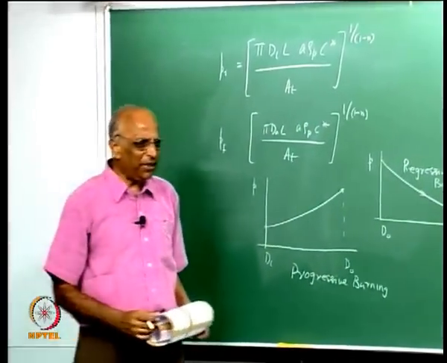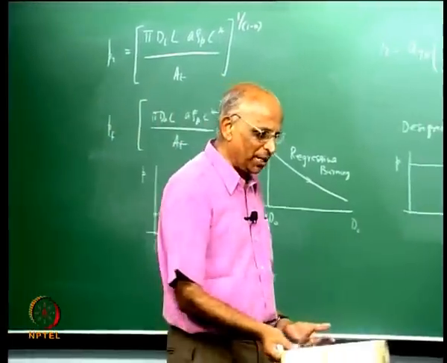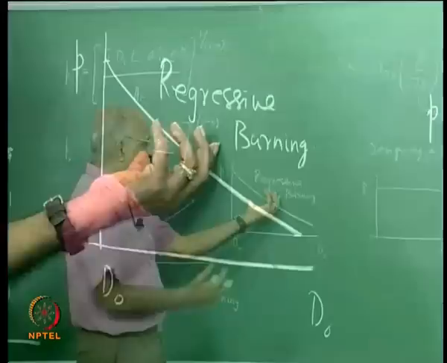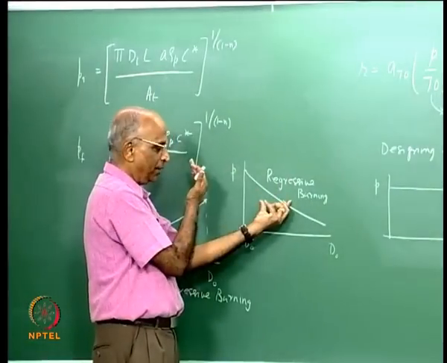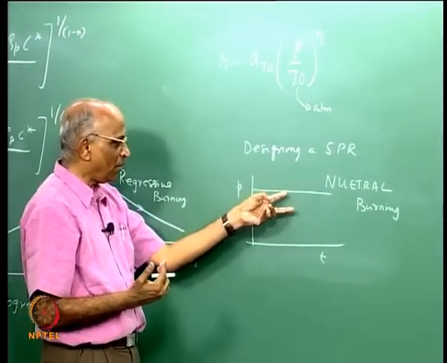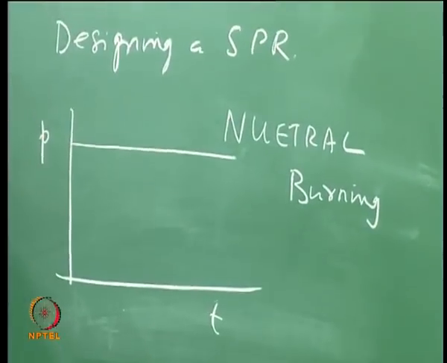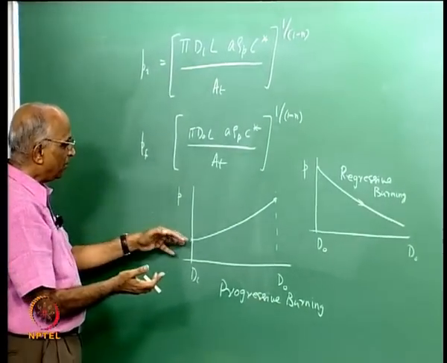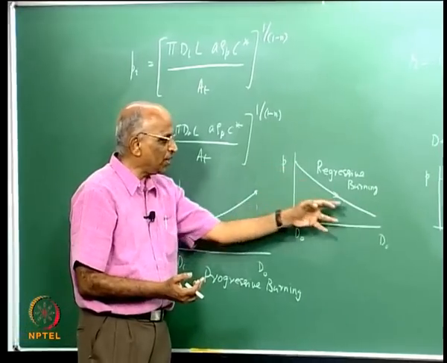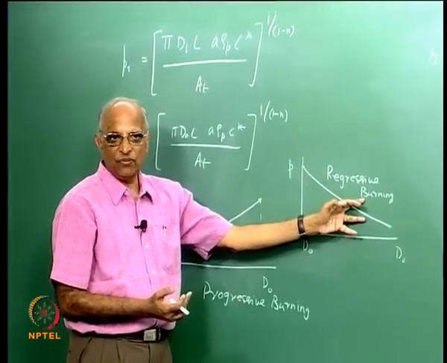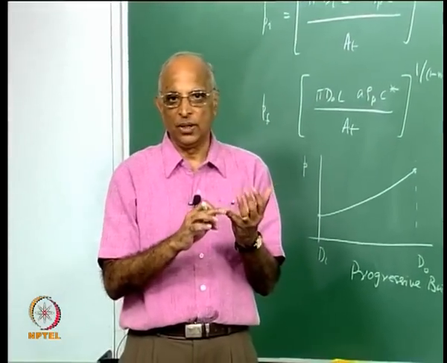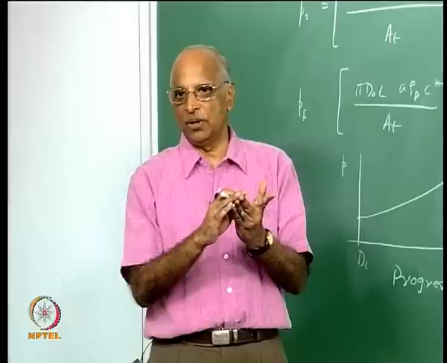Therefore, all that we have been telling in the last couple of minutes is, well, if I have a propellant which burns from end to end, that means axial burning, well, the type of burning is neutral, constant pressure, constant thrust. If it is burning radially, from inside to the outside, the pressure keeps increasing, while if it burns from outside to inside, well, it could be regressive. Therefore, we could think in terms of three types of burning: neutral burning rockets, progressive burning rockets, and regressive burning rockets.